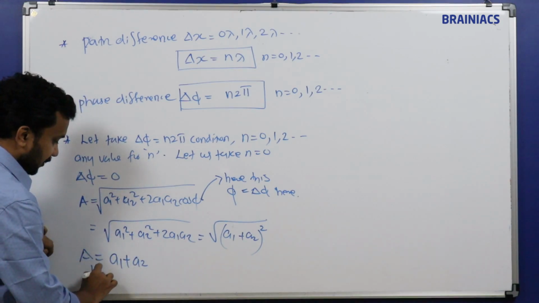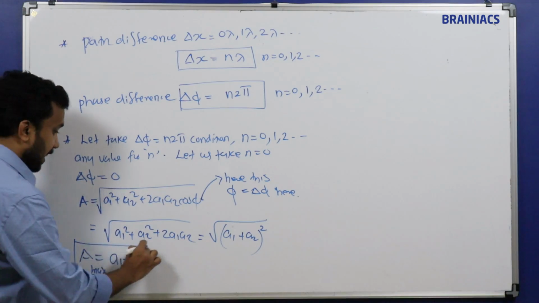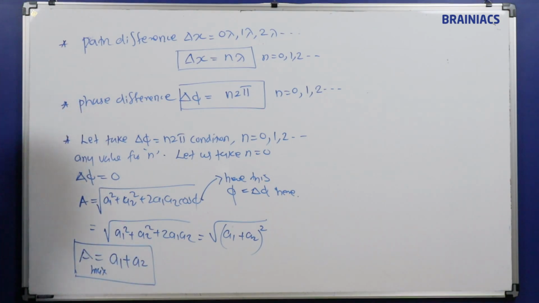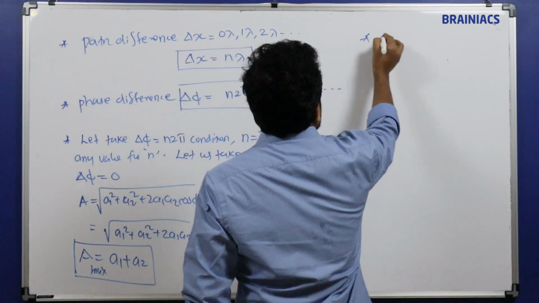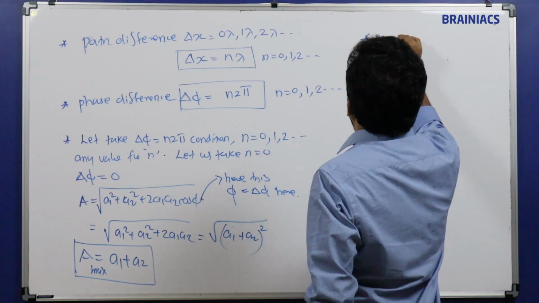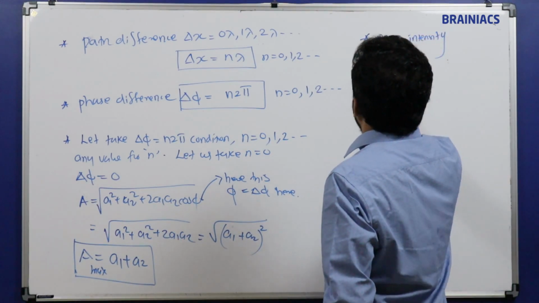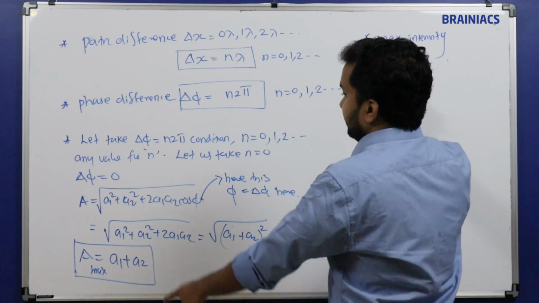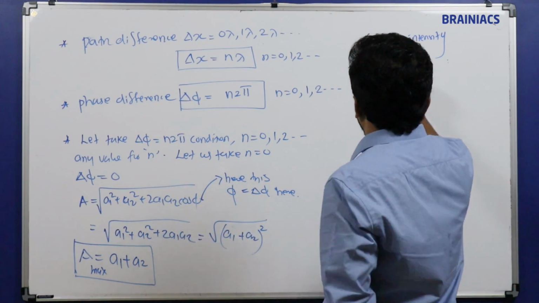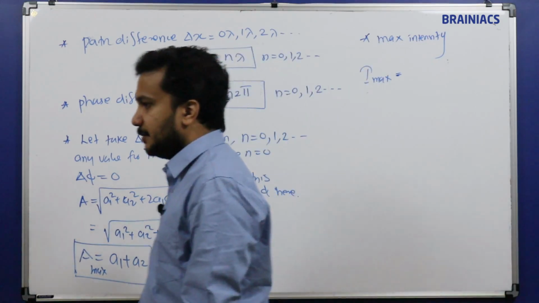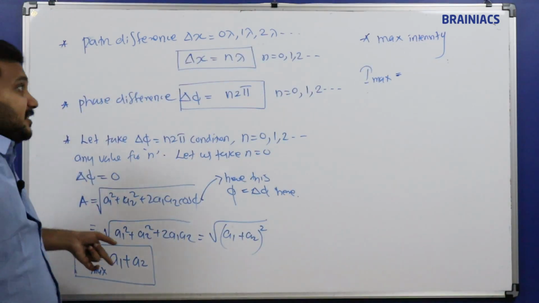This is the condition for maximum intensity. Maximum intensity വരുമ്പോൾ what we will get? We'll get the maximum amplitude. Maximum amplitude. The next point, maximum intensity, I max. So A max in the square ആണ്.